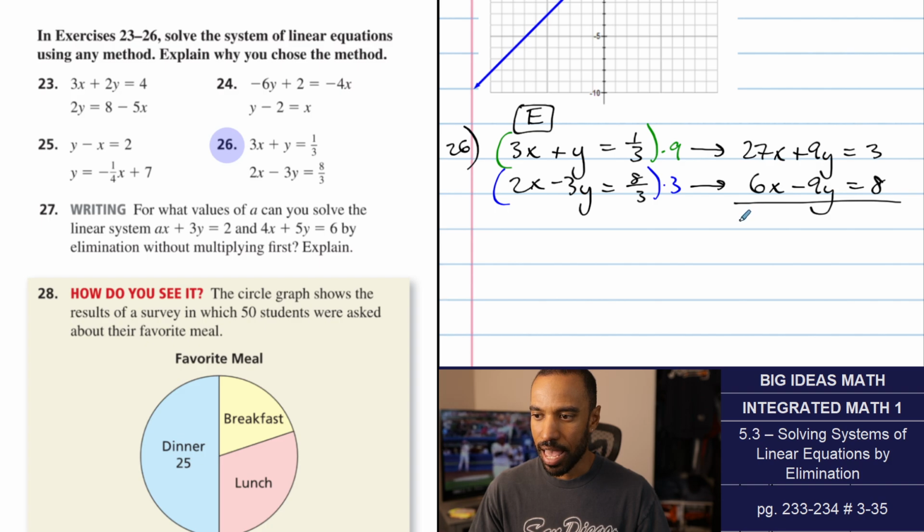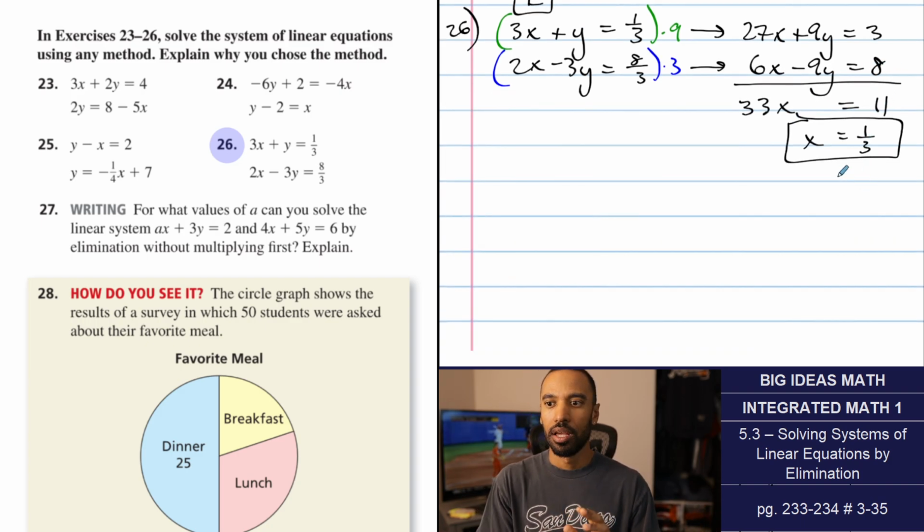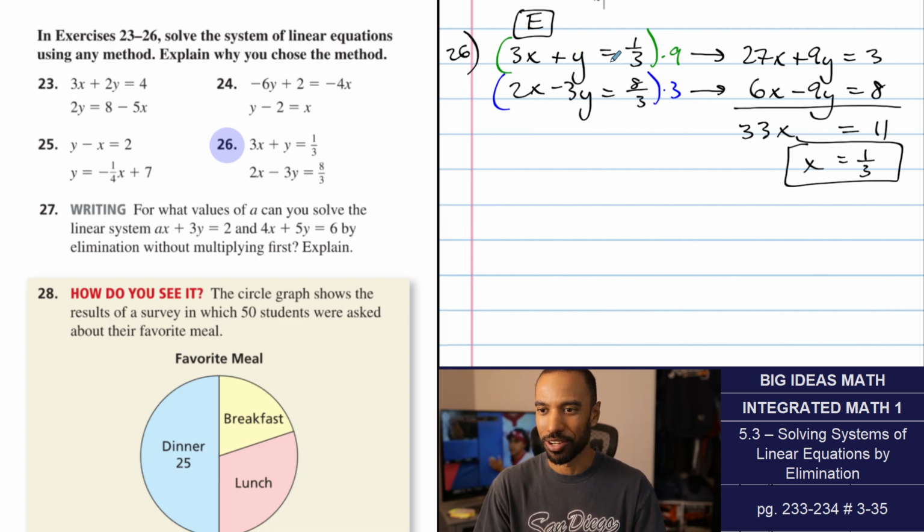27x and 6x add to 33x. These eliminate. We have 11. Okay, the answers here are fractions. X is 11 over 33, and that is 1/3. I trust my math fully on that. That's right. Look, we had fractions to begin with. I think that totally makes sense. We're going to have a fraction answer there.